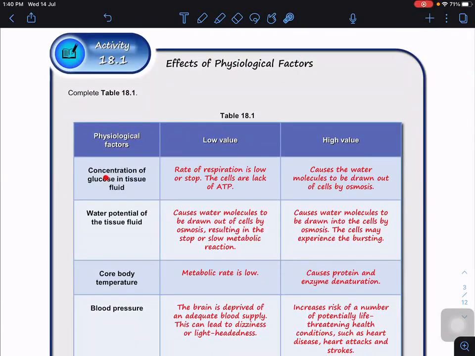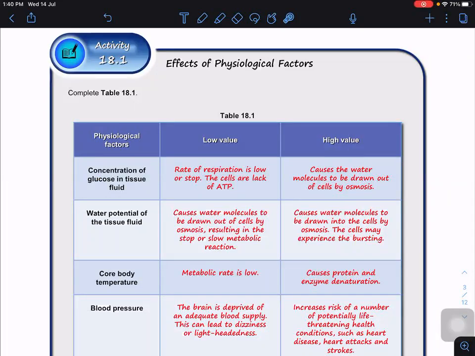Okay, so we look at the effect of the physiological factor here. If the concentration of glucose in the tissue fluid is low, we know that the rate of respiration is low or even stops. Then the cell will lack ATP. If the concentration of glucose in the tissue fluid is high, what will happen?